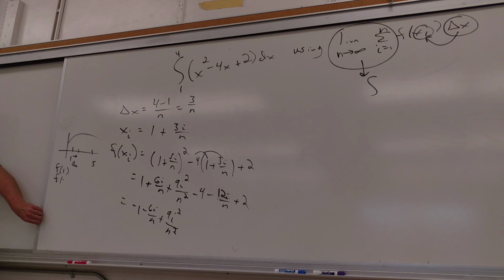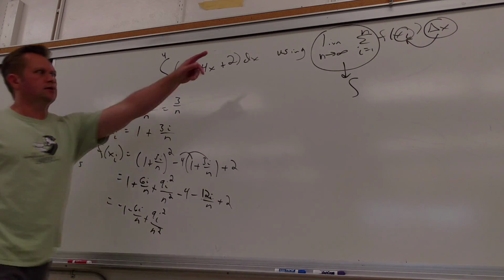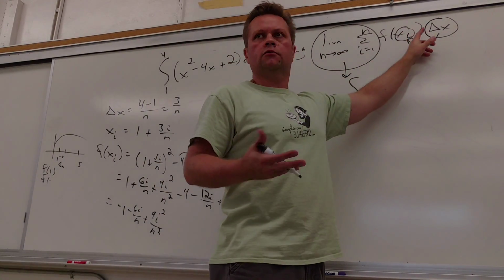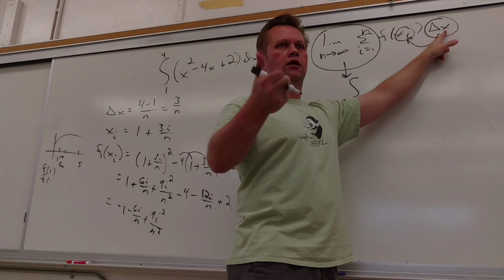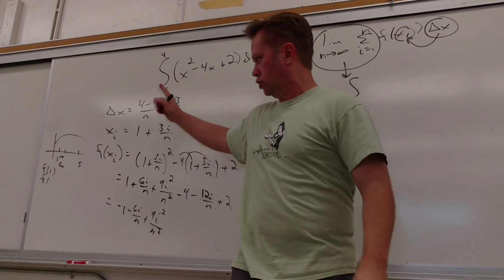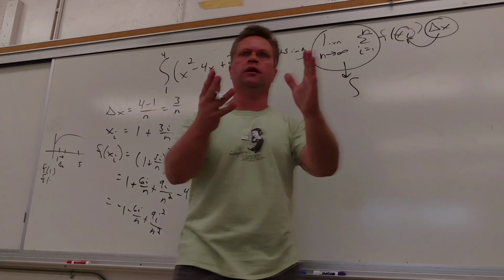And again, the thing that's driving this whole thing is that I know the form of what I need to evaluate is this. So what do I need for this to be done? I need to know what delta x is. Check. I need to know what f of xi is. Check. All right, so now I can just plug it in.